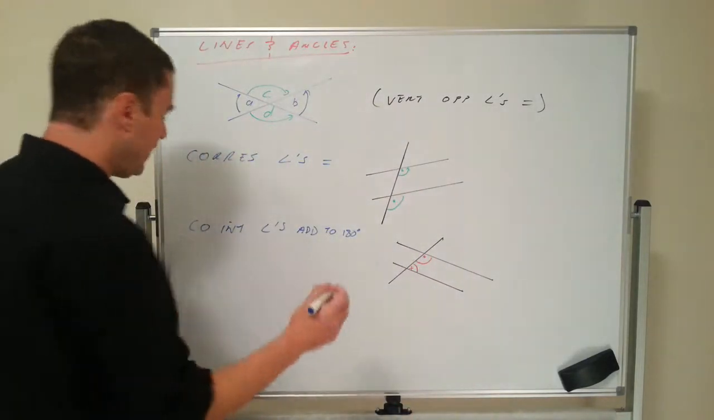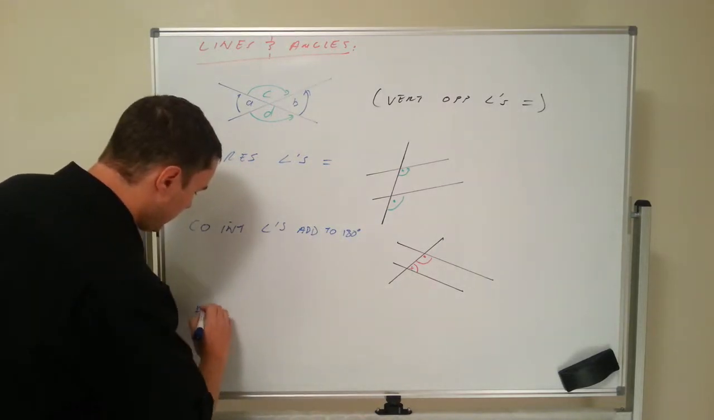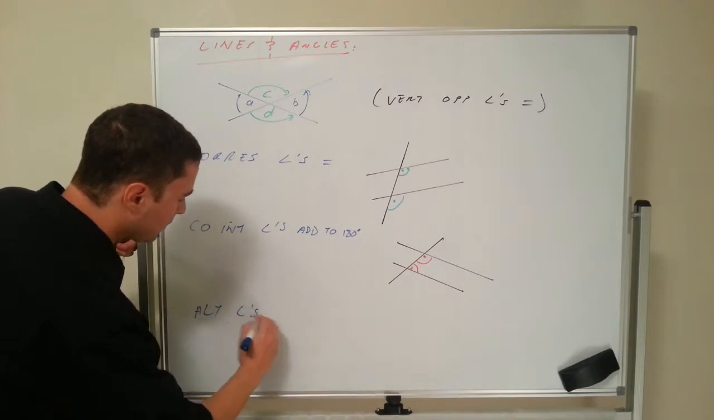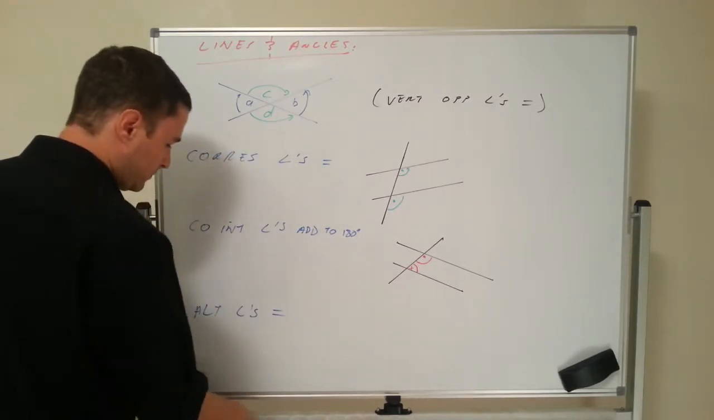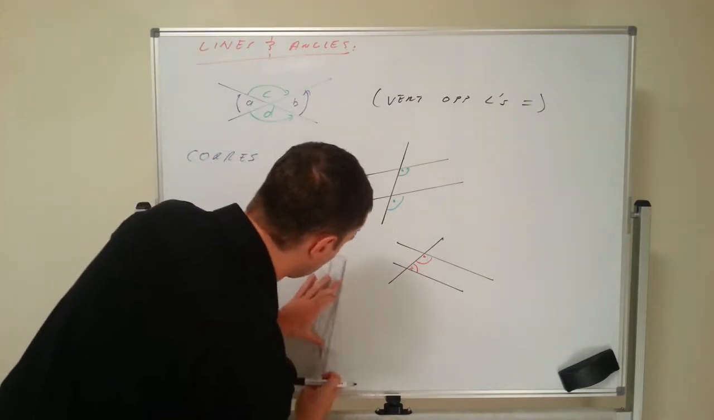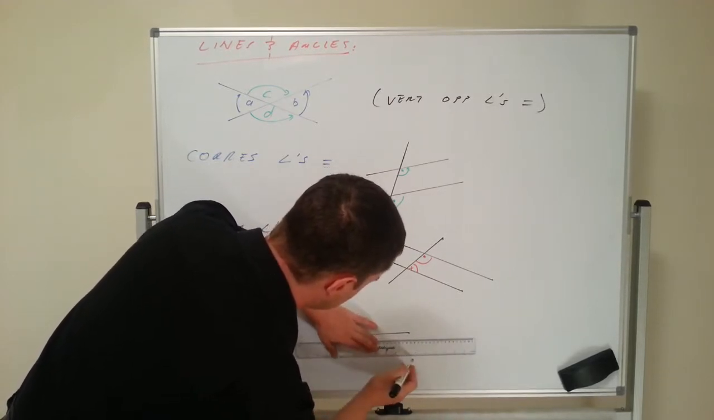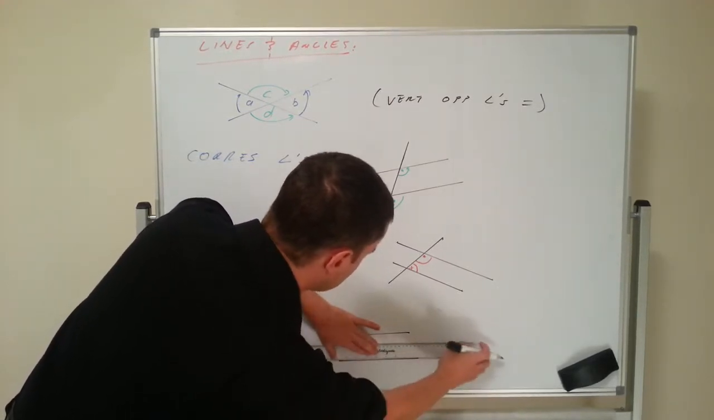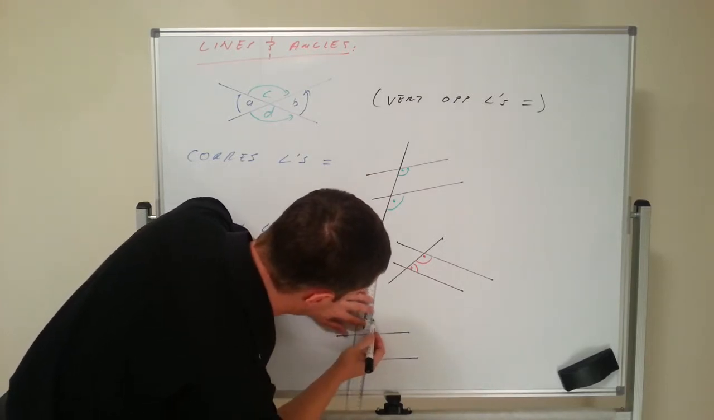Alrighty, and then the last one of these three is alternate. Alternate angles are equal. And what we're going to be doing with this, let's just draw two parallel lines. Now let's just go horizontal. So alternate angles, there's two parallel lines. Let's give it some kind of transverse. I'm going to give the transverse there.